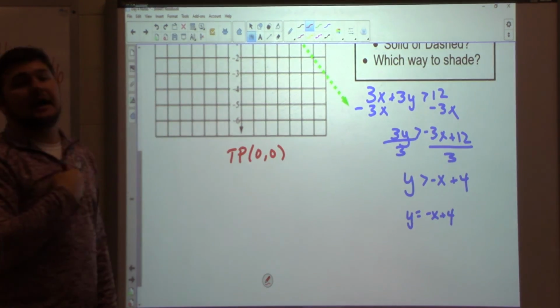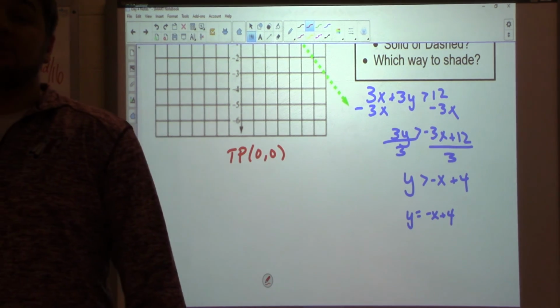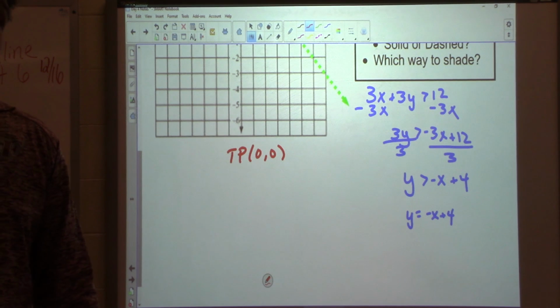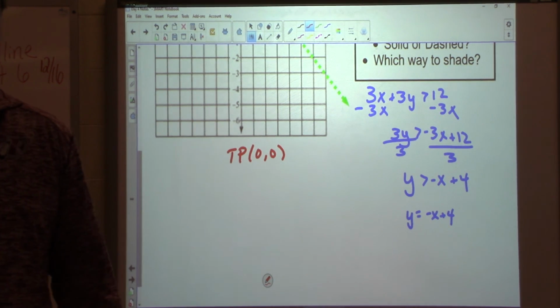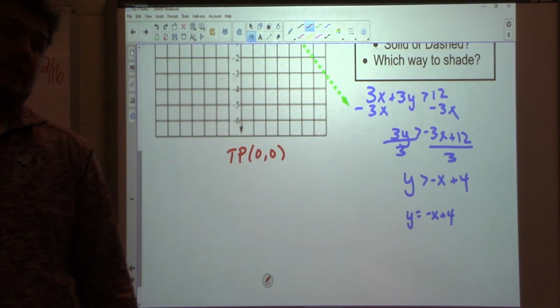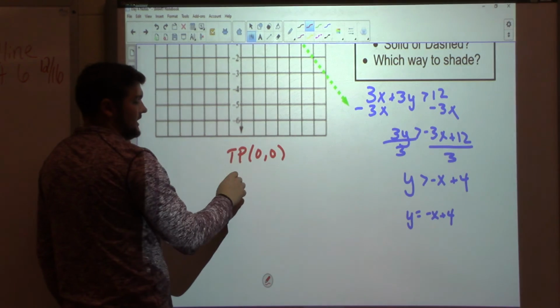Now, I personally always plug my test point back into my original inequality. You do not have to do that. I only do that because when I solve it, I might have forgot to switch a sign or something like that. I don't want to mess it up. You can plug it into this one as long as you solved it correctly. But I'm going to plug it back into the original.